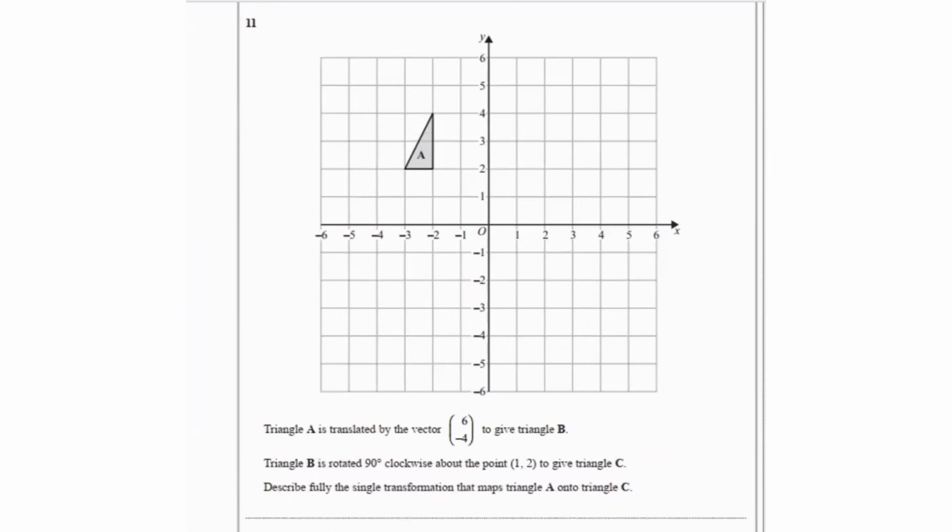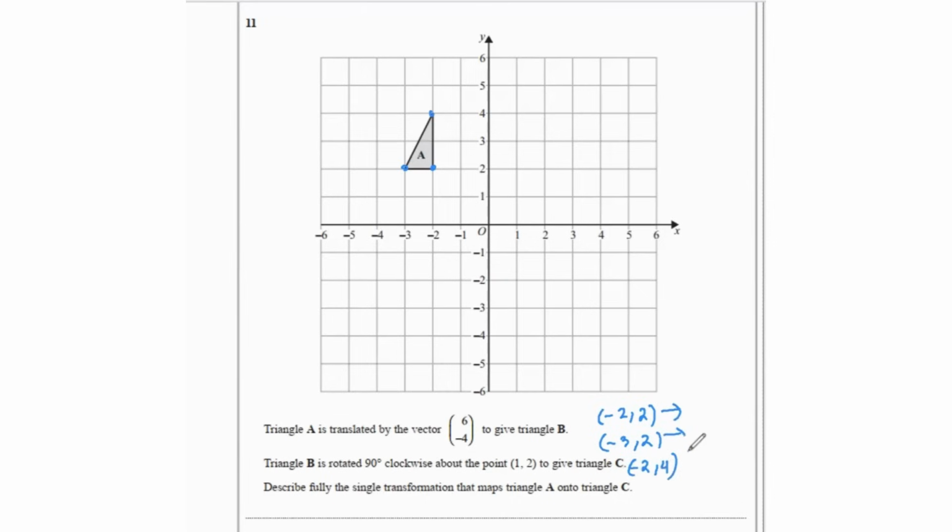Question 11 says triangle A is translated by the vector (6, negative 4) to give triangle B. Triangle B is rotated 90 degrees clockwise about the point (1, 2) to give triangle C. Describe fully the single transformation that maps triangle A onto triangle C. So first, we translate A to give B. So mark the points. We have (negative 2, 2). Then we have (negative 3, 2). And (negative 2, 4).